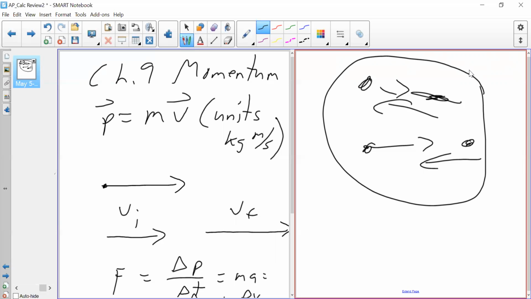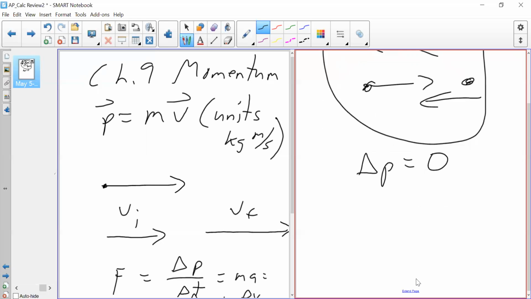So the total momentum inside this system, the change in momentum in this system, will be equal to 0. And so from this idea, we get conservation of momentum. We have the momentum of any two objects or any set of objects in the beginning will be equal to the momentum in the end. And so I have a little time to write that again.